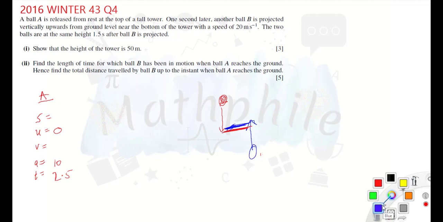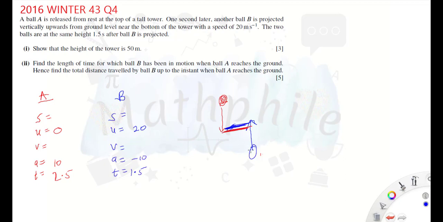Let's model another one for B using SUVAT. B actually traveled how many seconds? That one will be 1.5. The initial velocity will be 20, and the acceleration will be -10. Good.